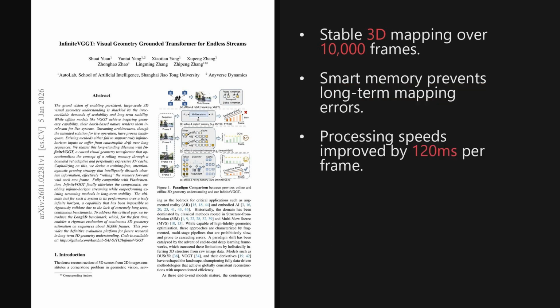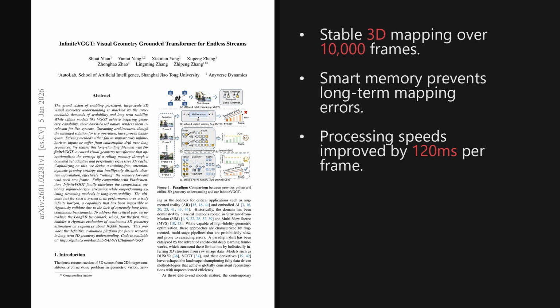I'm Alex. Today we're looking at a paper trending on X published on January 5th, 2026, about 6 days ago. It introduces a new method that enables truly infinite horizon streaming for 3D geometry by using a diversity-aware rolling memory to prevent the catastrophic drift seen in previous models. The paper is titled InfiniteVGGT, Visual Geometry Grounded Transformer for Endless Streams.